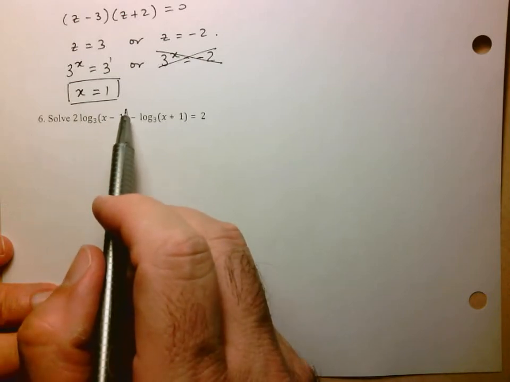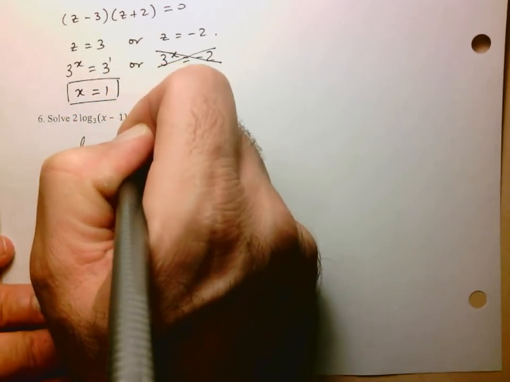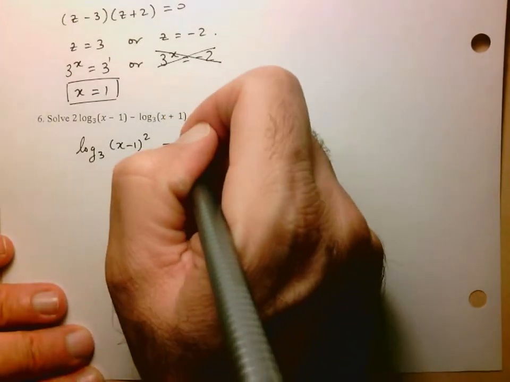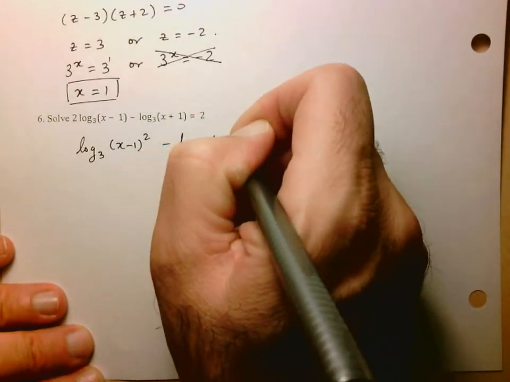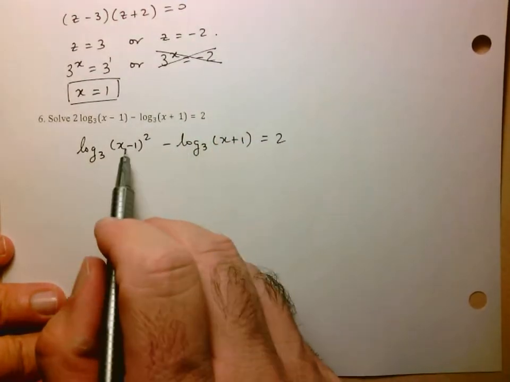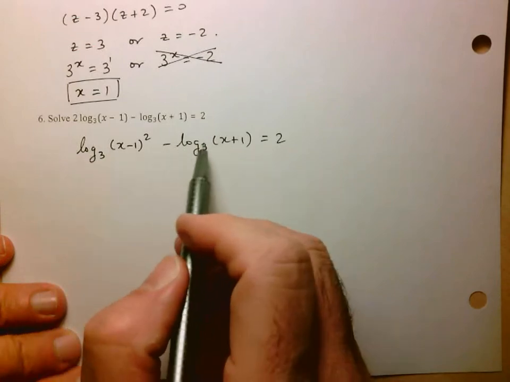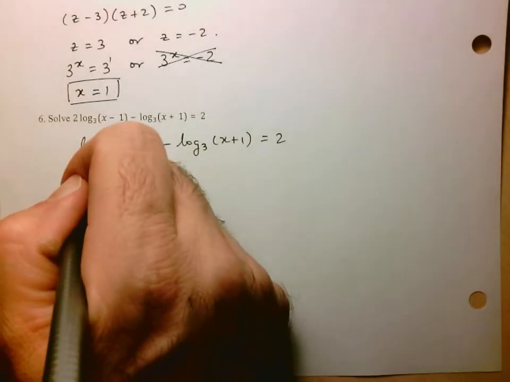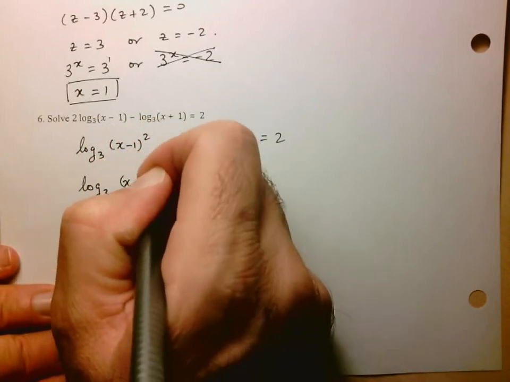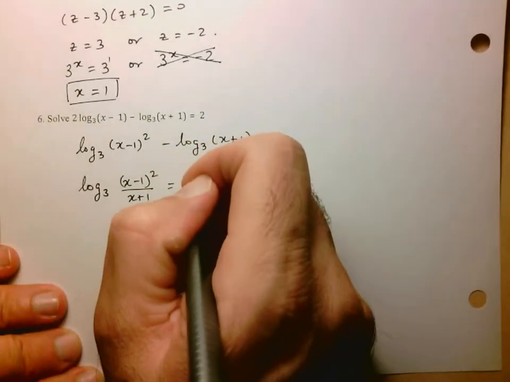ski slope going backwards and rewrite this first expression as log base 3 of x minus 1 squared, minus log base 3 of x plus 1. Okay, and now I have a scenario in which I can use the second logarithm rule because I've got a logarithm minus a second logarithm. And so now I can apply that. So log base 3, and this becomes x minus 1 squared over x plus 1, and that's equal to 2.